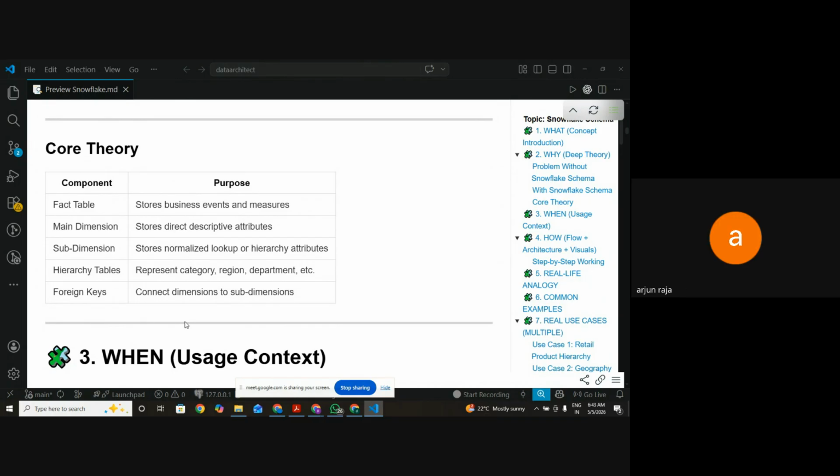Core theories, components and purpose. Fact tables store business events and measures. Main dimension stores direct descriptive attributes. Sub-dimension stores normalized lookup or hierarchy attributes. Hierarchy tables represent categories and departments. Foreign keys connect dimensions to sub-dimensions.